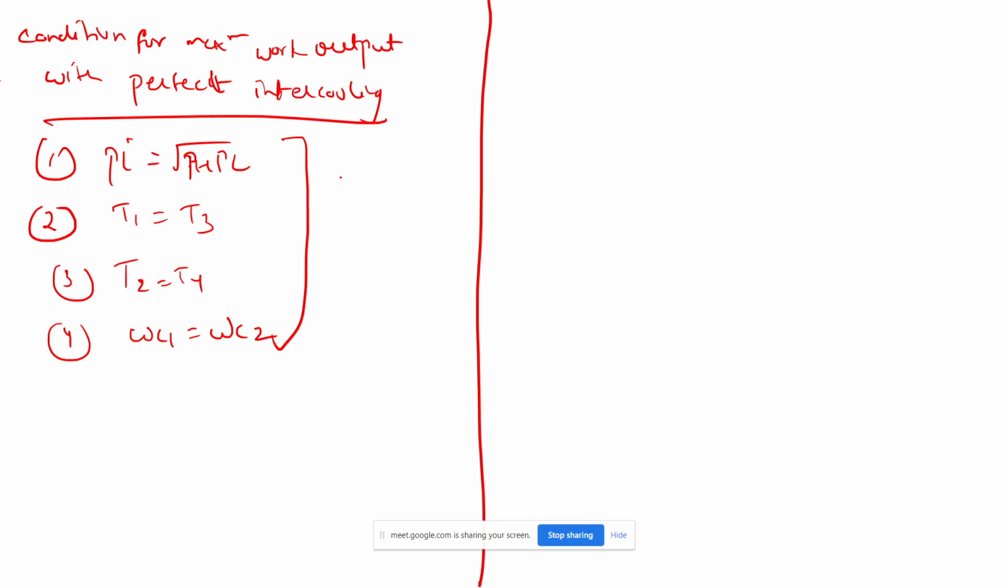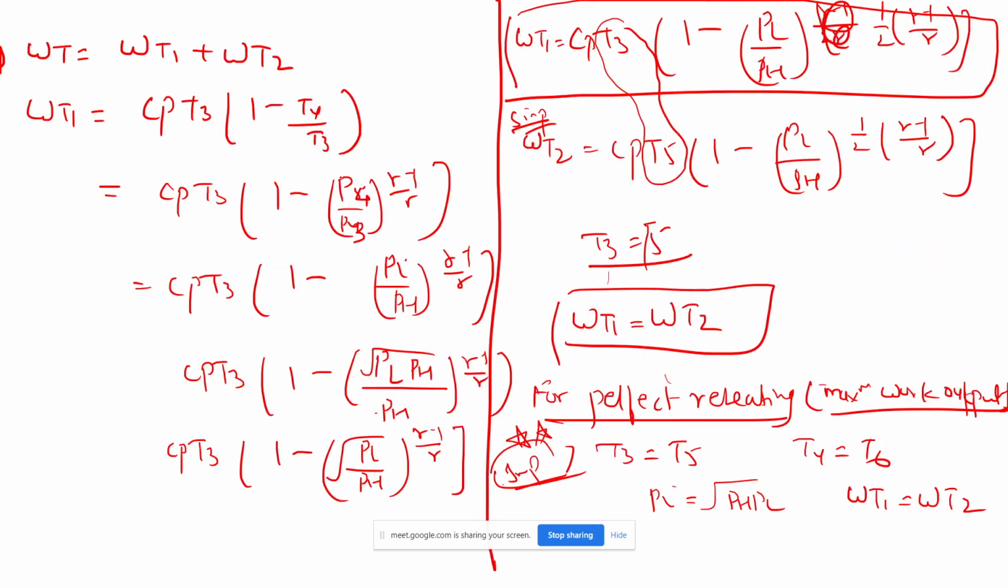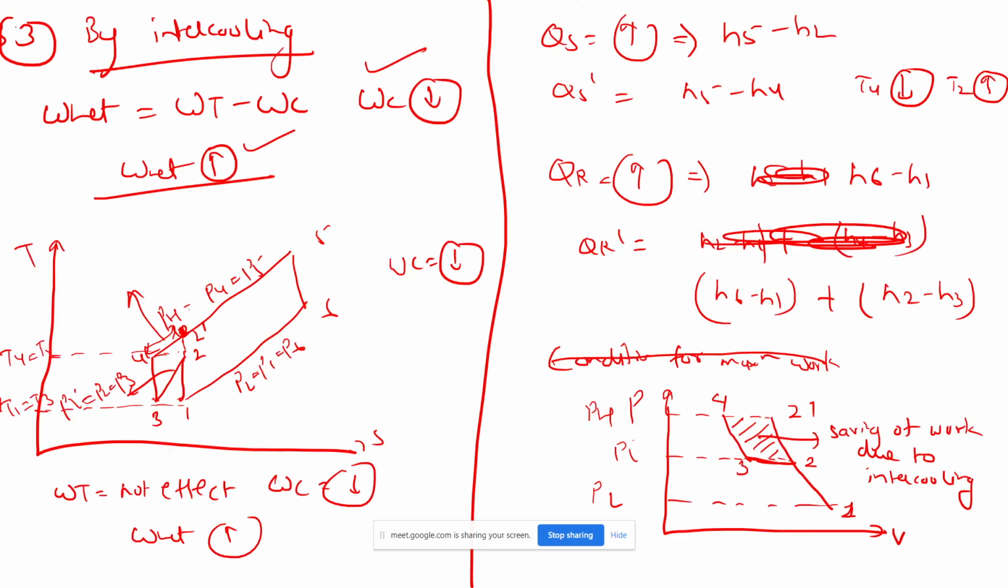The derivation would be almost the same as what we have done for reheating. Only that case was for reheating in the turbine, so here we are cooling in the compressor. So I will not derive that. We will directly do the question.